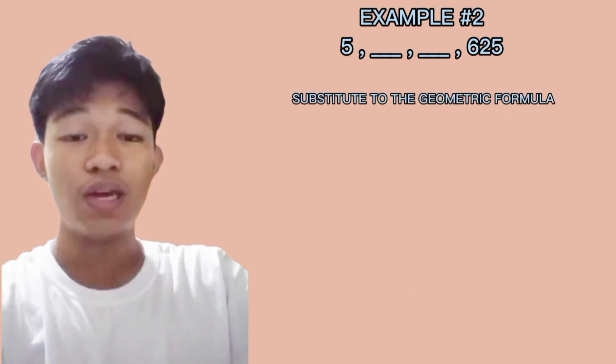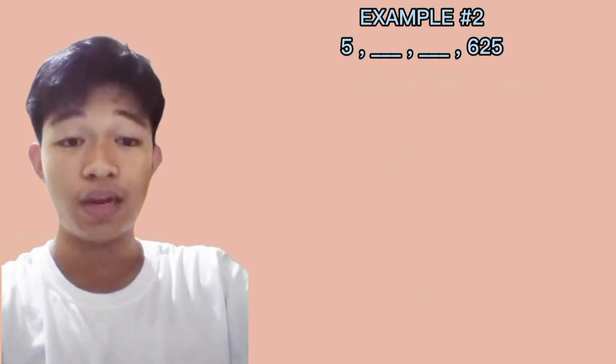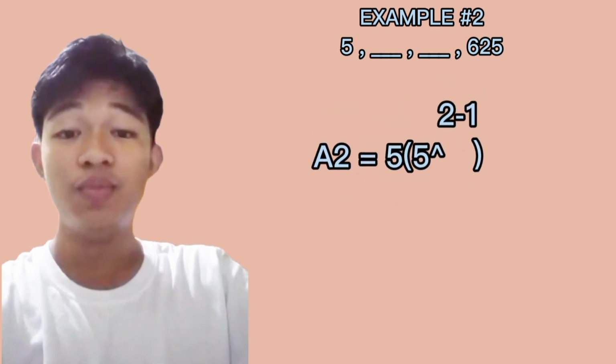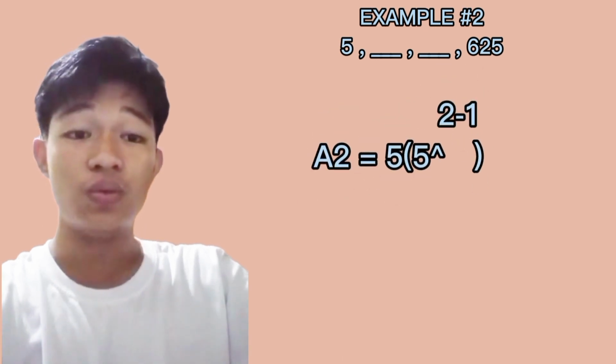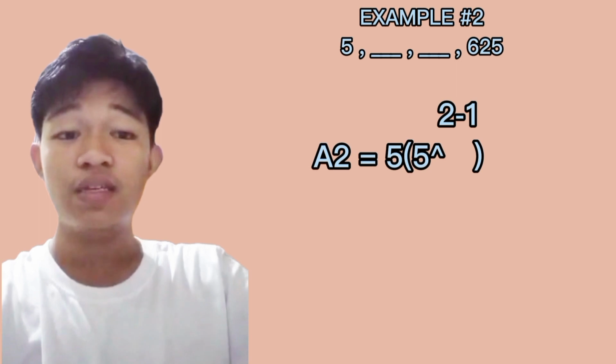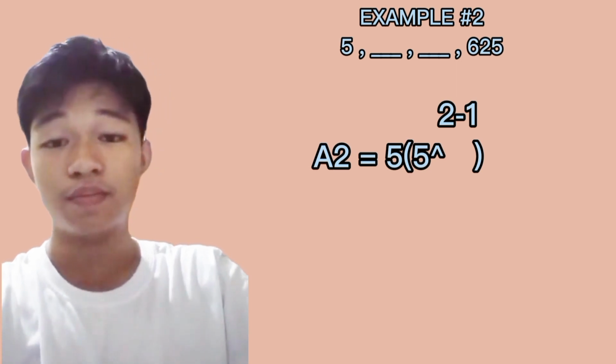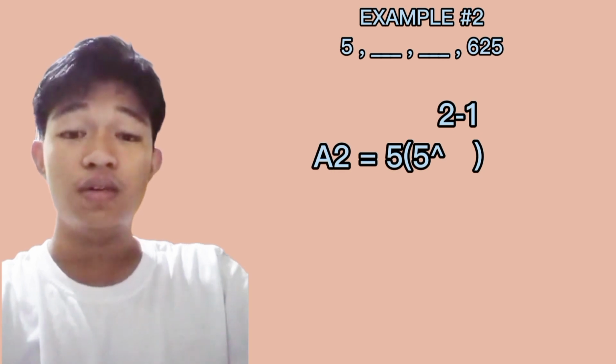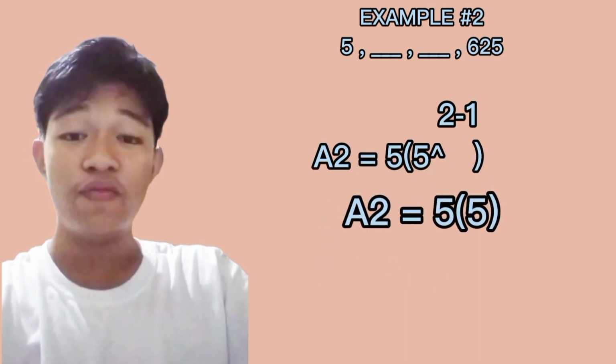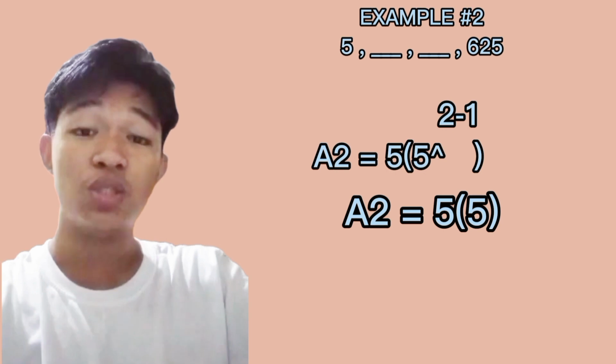Once again, we will use the geometric formula. It will be a sub 2 equals 5 times 5 to the power of 2 minus 1, which will be a sub 2 equals 5 times 5, which is 25.